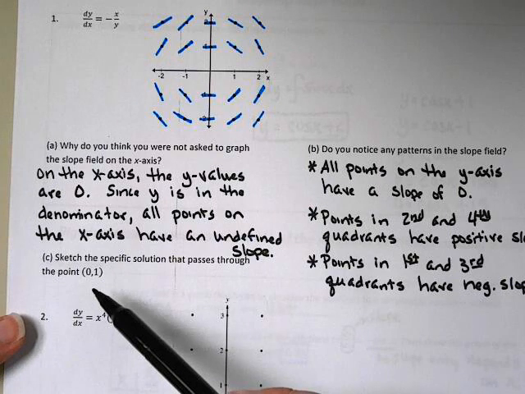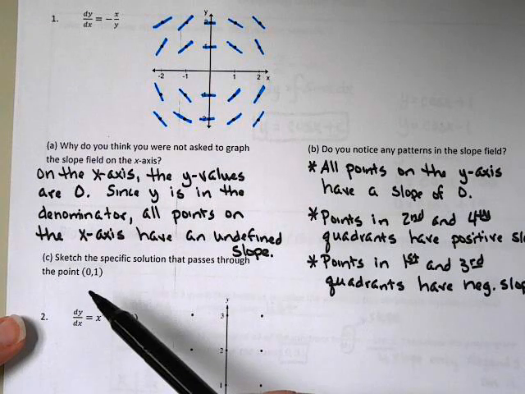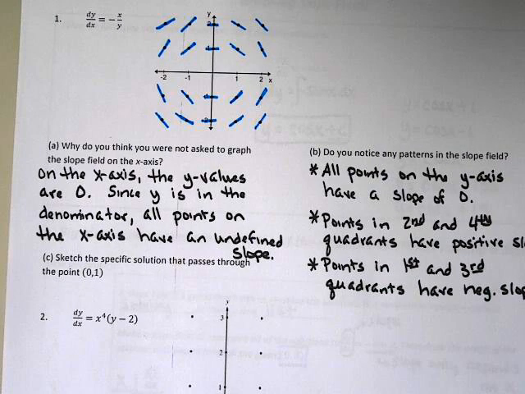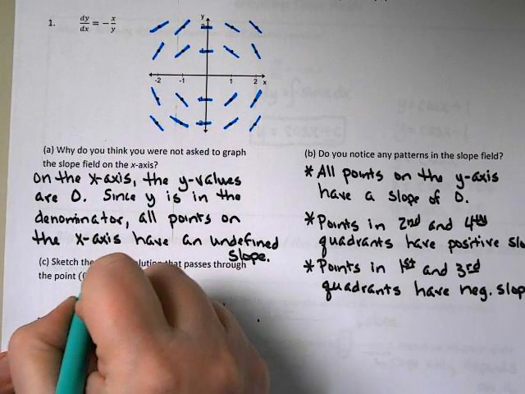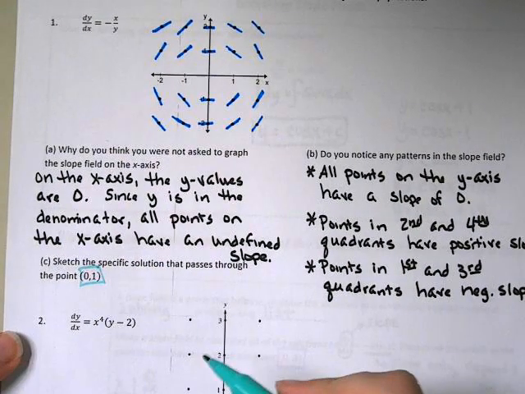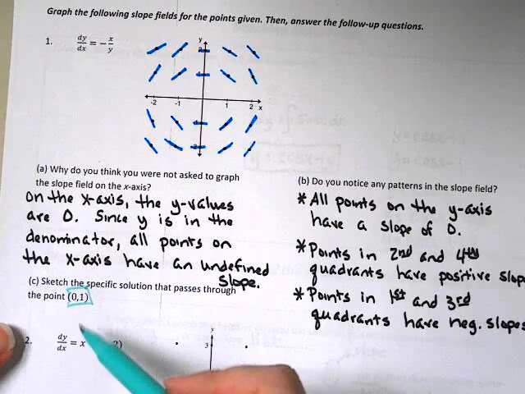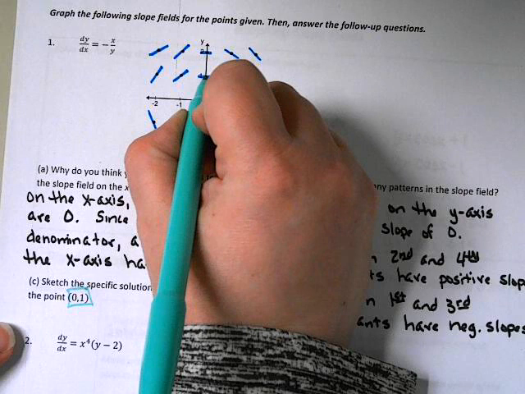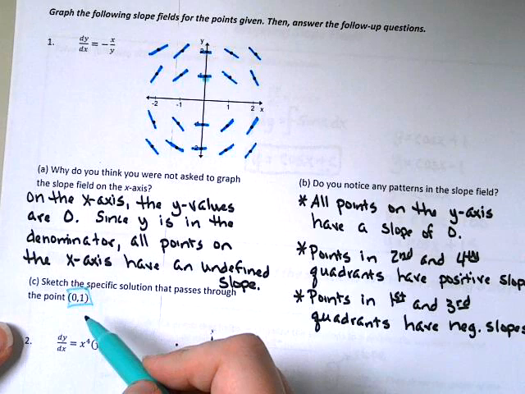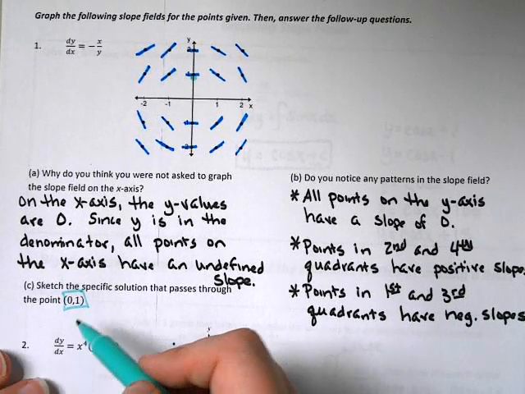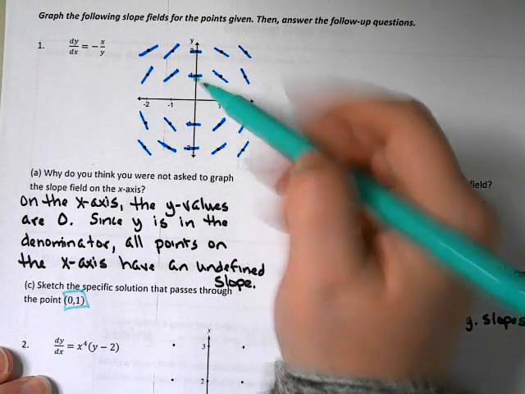Part C here, which can kind of get lost if we're not careful, says sketch the specific solution that passes through the point 0, 1. So if we want to pass through the point 0, 1, this is something that we ran into in the Desmos activity today in class. So we need to be careful. If we're passing through the point 0, 1, we know that our graph is only going to be above the x-axis, because that's where our initial point is.